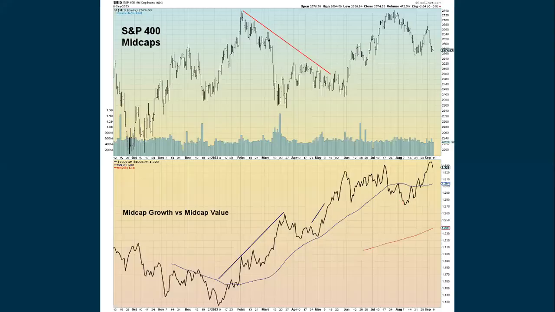We look at mid cap growth versus value, which has been some of the internal strength that we've seen in the market. The mid caps have held up fairly well, but they've run into some recent problems as well, where growth continues to outperform value.